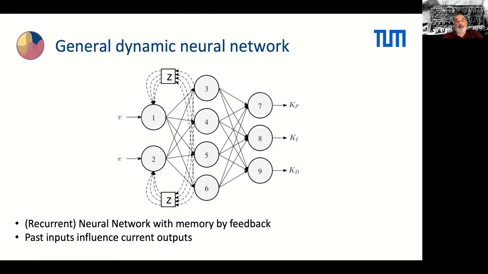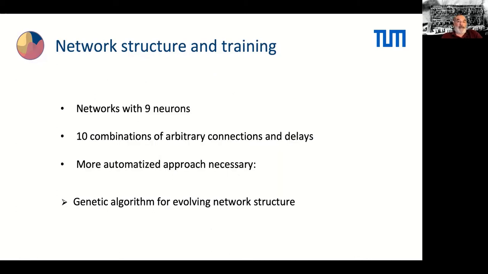And that is important because very often we are dealing with time sequences, with time series, and therefore we need some sort of memory to allow neural networks to have a memory. That means past inputs may have an influence on the outputs of the future or the current outputs. So this is a generic thing.